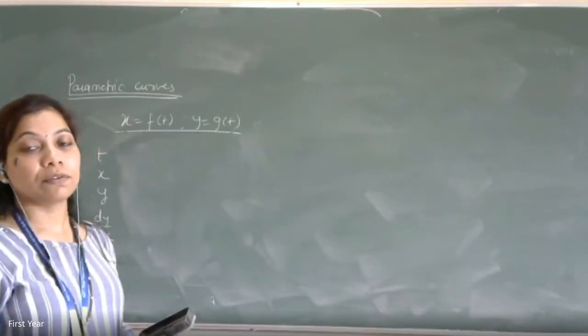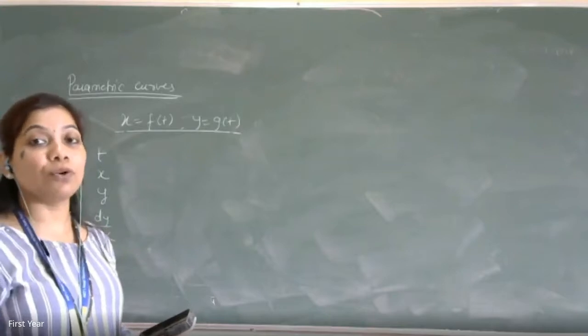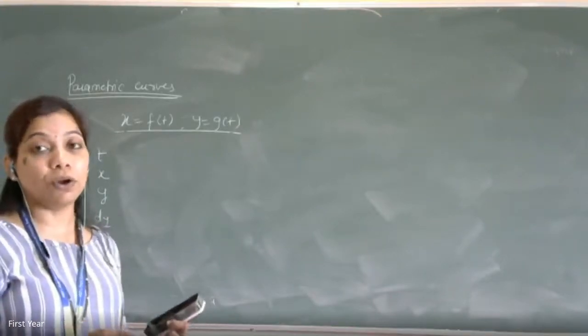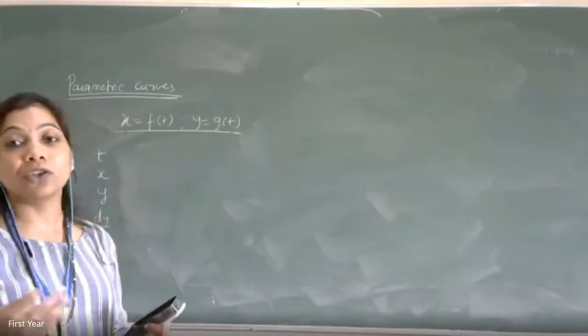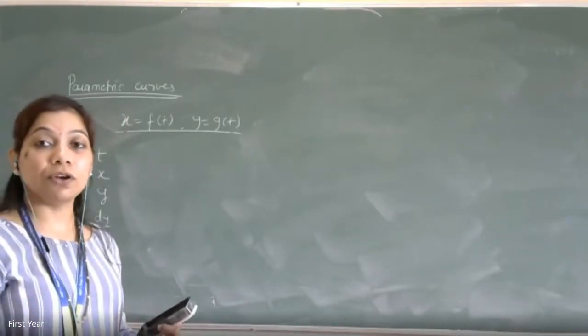If they are periodic, if those functions are periodic, then they will have a period, so take the values of t in that same range. For example, if the function x is sin t and y is cos t, what is the period of both of them? 2 pi.